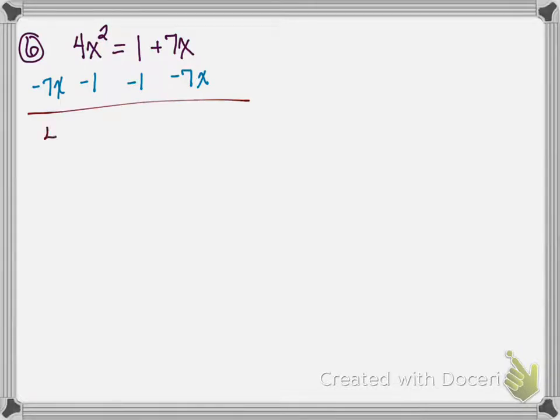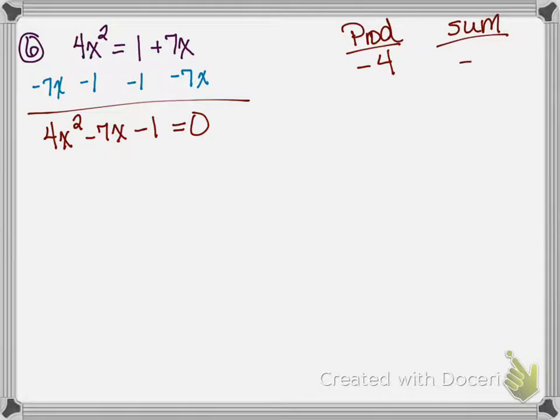Then I am left with 4x squared minus 7x minus 1. So I have moved the 1 and the 7x to the other side. I always ask myself if I can factor it. So I've got a product of negative 4, that's my 4 times my negative 1, and I have a sum of negative 7. And there are no numbers multiplied together that give me negative 4 and added together give me negative 7. So I can't factor this.